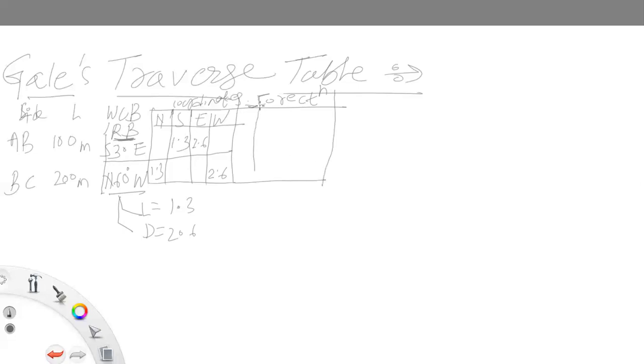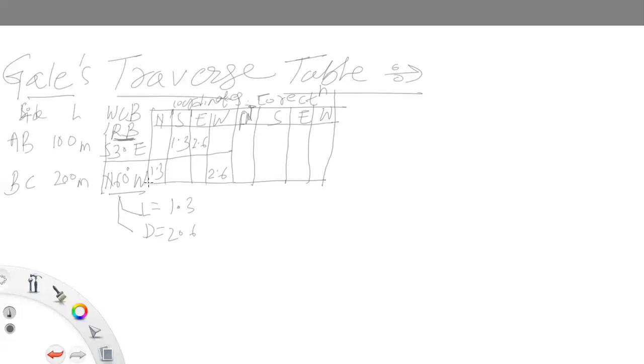Correction will also have the four sub-columns: north, south, east, and west. Okay. So how will you get the correction now?